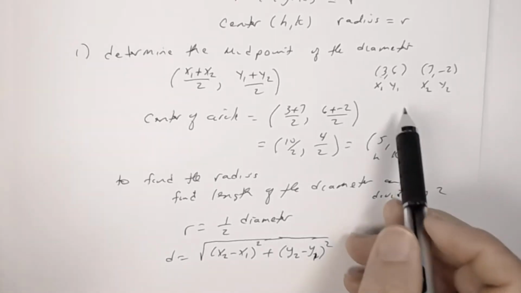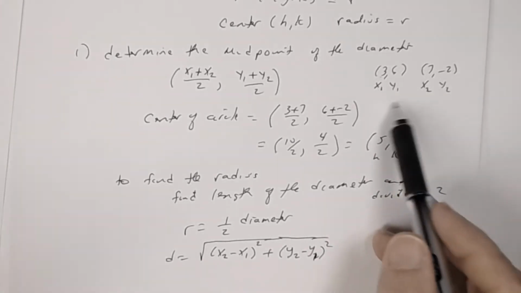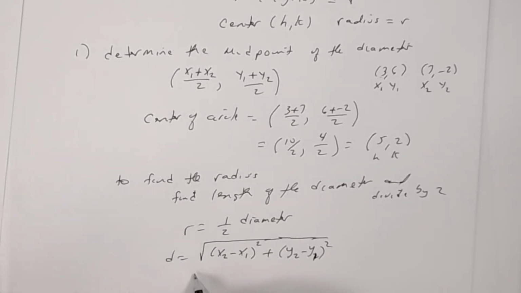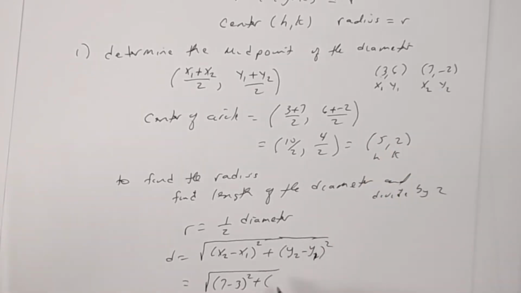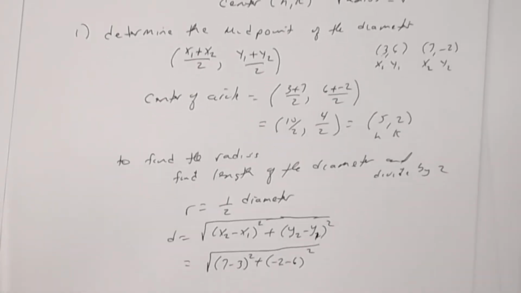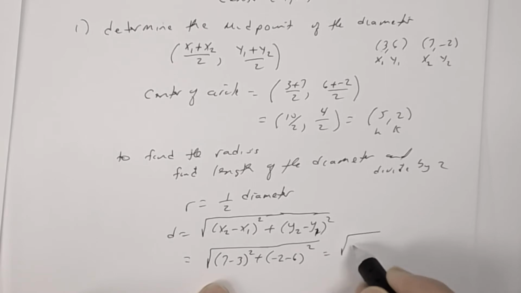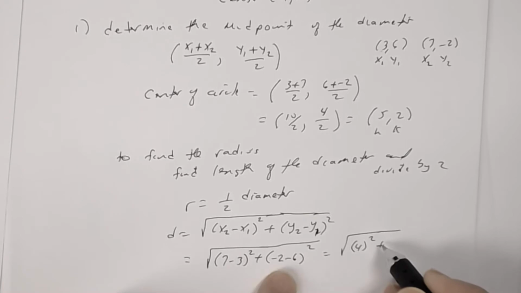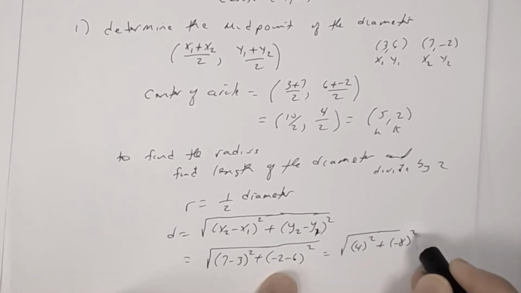Okay, so we know our points here, the endpoints of the diameter. So let's find the distance of the diameter. That's going to be the square root of, and then I subtract the x coordinates: 7 subtract 3, whatever that is, I'm going to square, plus negative 2 subtract 6, and then square. Now we're going to simplify the radicand, so that becomes the square root of 7 subtract 3 is 4 squared, plus a negative 2 and a negative 6 is a negative 8 squared.